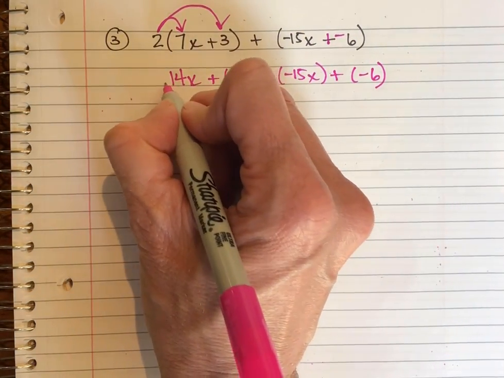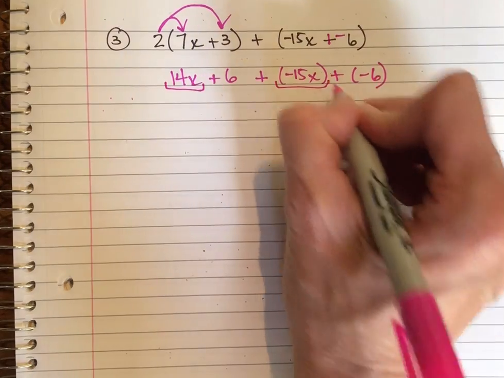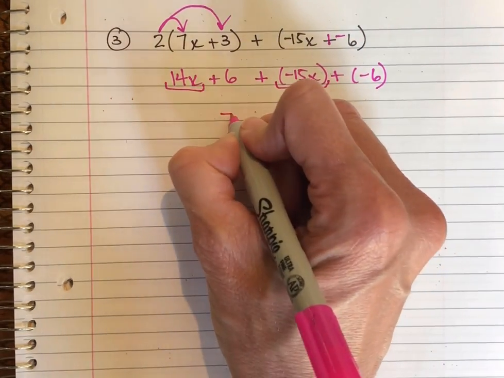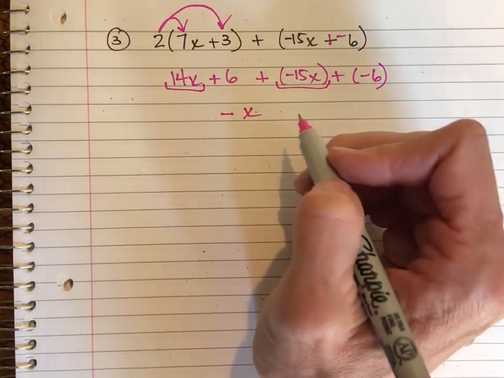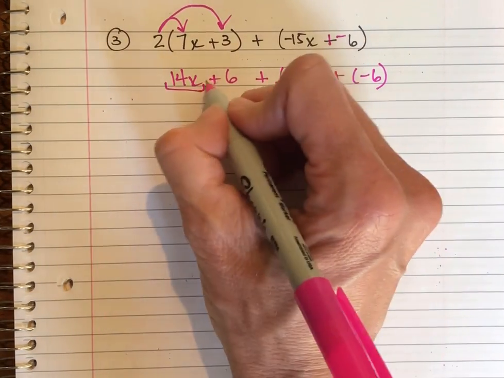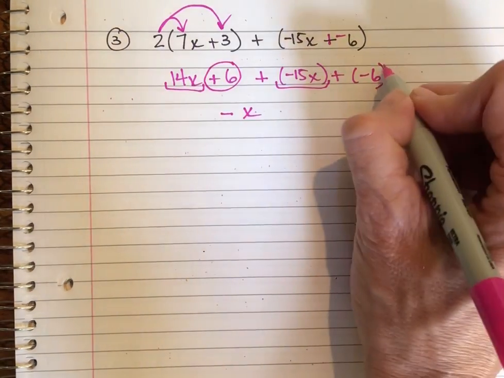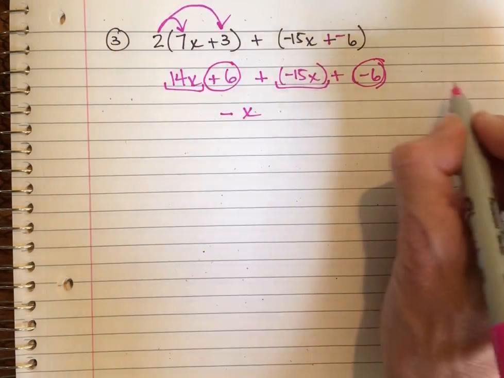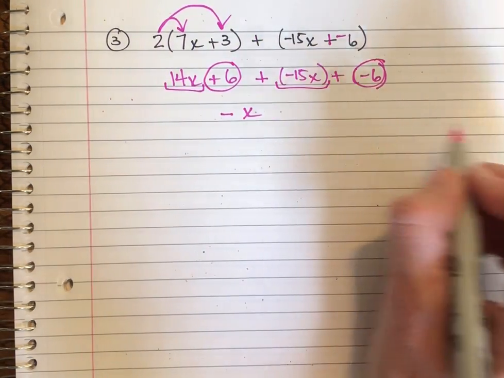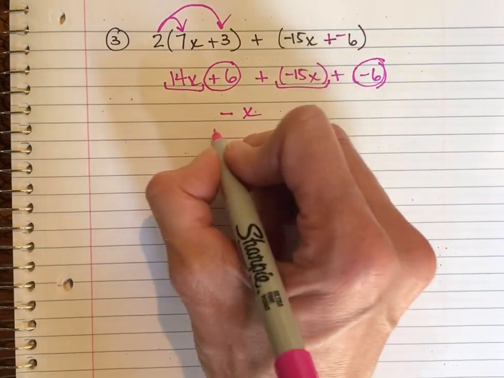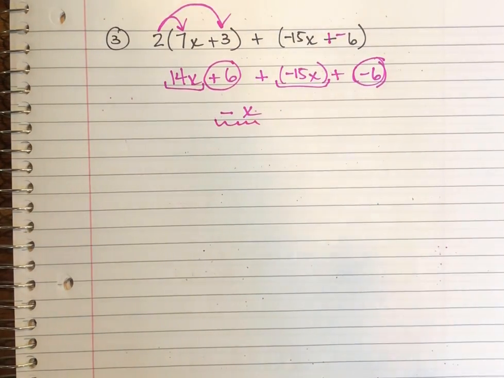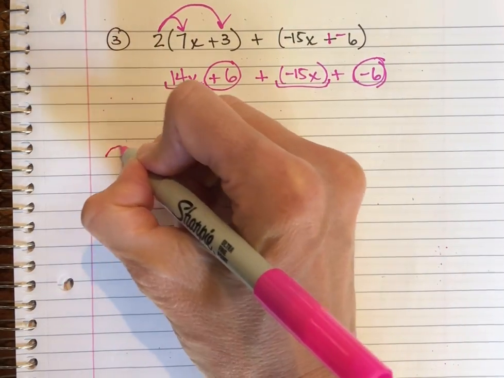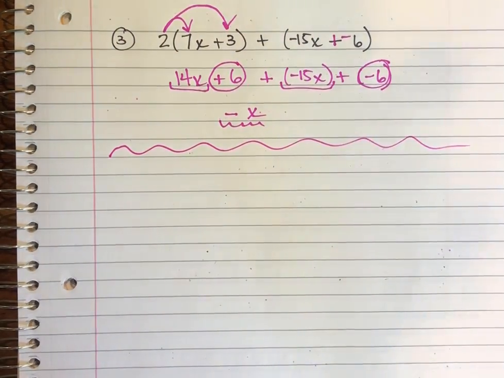I have 14x. I owe 15x, which means I still owe x. You can have a 1 here if you want. I have 6 and I owe 6, which means I don't have anything. So plus 0, we don't need the plus 0, so just -x or -1x.